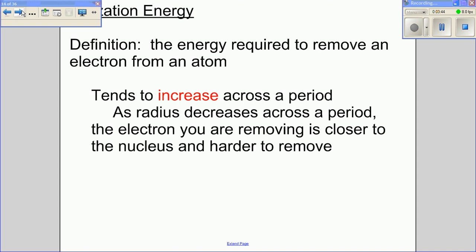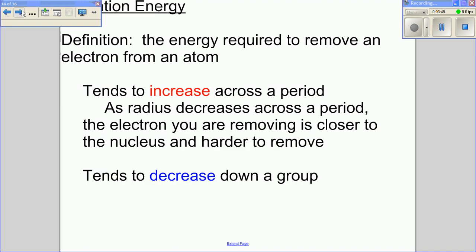The trend as we go down a group is to decrease. The reason the trend is to decrease is because of those increased number of energy levels. Those energy levels act like shields, blocking that nuclear charge from those outer electrons that they're trying to hold on, and it becomes easier to lose them.